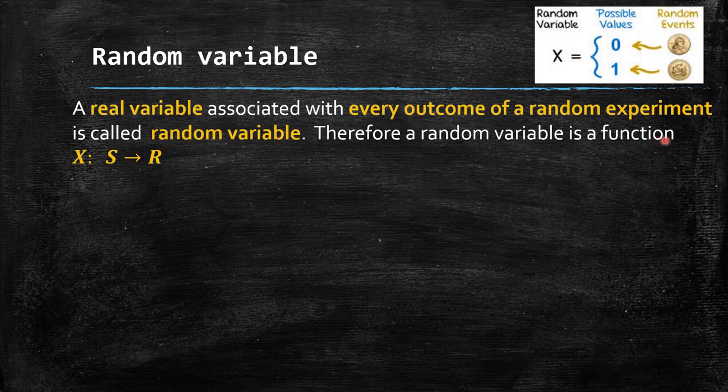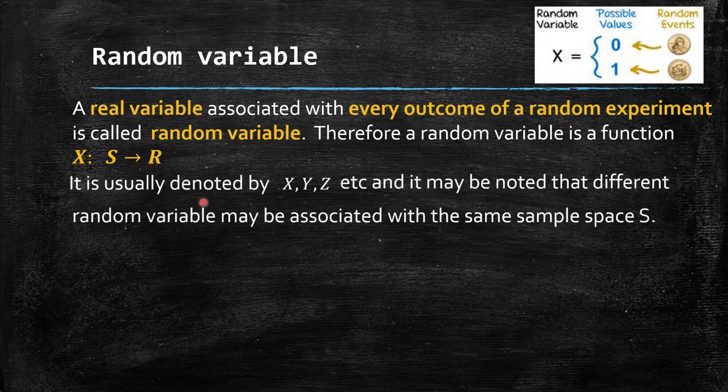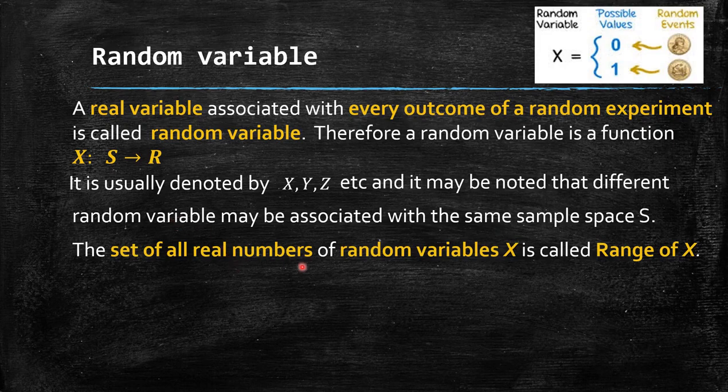Therefore, a random variable is a function or a mapping X from S to R. Every element in S is assigned a unique real number in R. It is usually denoted by uppercase letters X, Y, Z, etc. And it may be noted that different random variables may be associated with the same sample space. That means for the same sample space we can define more than one random variable. The set of all real values of the random variable X is called the range of X. So the range of X here is 0, 1.